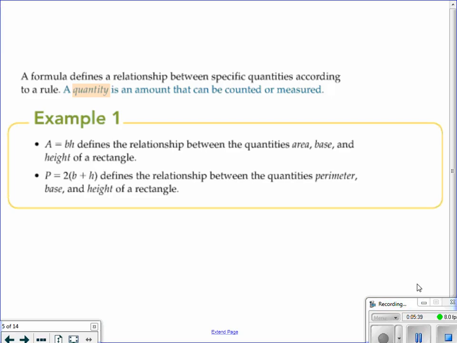Okay, and then just some examples and definitions on these slides. I'd like you to pay attention to the definition of a quantity here. Whenever we say quantity, that's an amount that can be counted or measured. Okay, and then in the example, it just shows A equals B times H. Remember, that's the formula for the area of a rectangle. Same with the next one, that is the relationship for the perimeter.